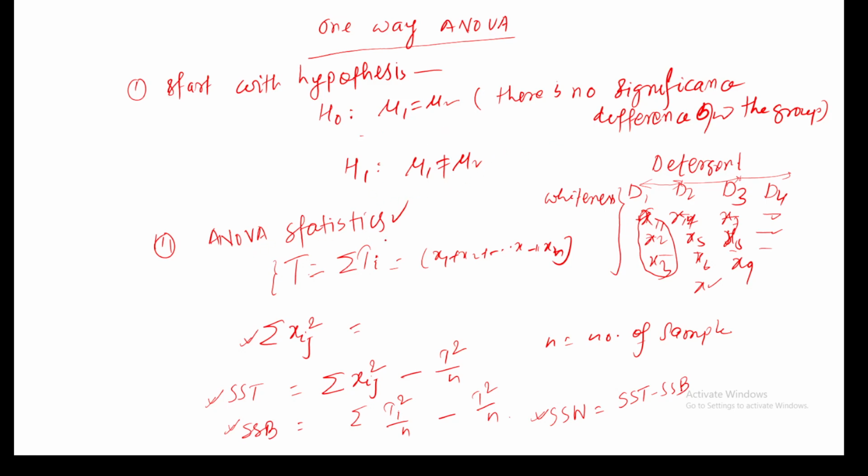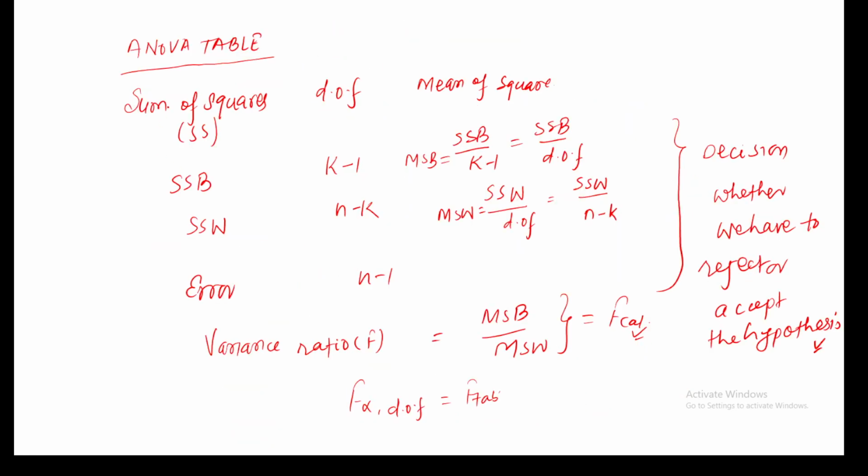Then we calculate the ANOVA statistic, the summation of Ti, sigma x squared. You have to calculate the SST, then SSB, the sum of squares between and the sum of squares within. Then we have an ANOVA table: sum of squares, degrees of freedom, mean squares, SSB, SSW, error, and then the variance ratio. The variance ratio will be MSB divided by the mean square of error.